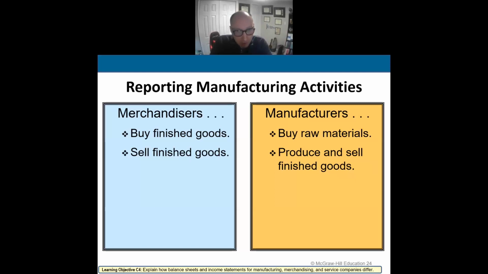And thinking about that balance sheet, it's going to look a little bit different for retailers and manufacturers. For retailers, we know that the balance sheet's going to have inventory, finished goods inventory, right? And that's all it's going to have is finished goods inventory, because they're a retailer, the merchandiser. They just sell finished goods. But a manufacturer, they're going to have three different kinds of inventory. They're going to have raw materials, work in process, and finished goods.